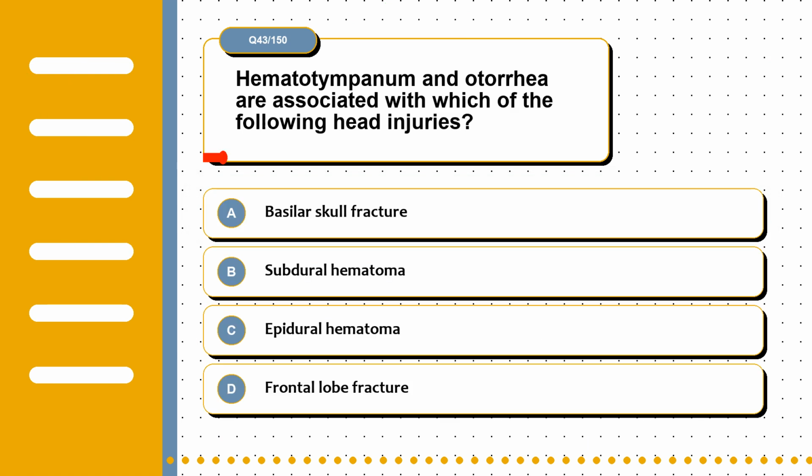Question 43. Hematotympanum and otorrhea are associated with which of the following head injuries? Here are the options. Option A. Basilar skull fracture. Option B. Subdural hematoma. Option C. Epidural hematoma. Option D. Frontal lobe fracture.